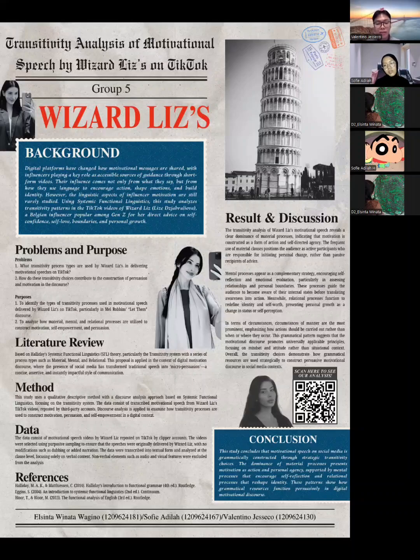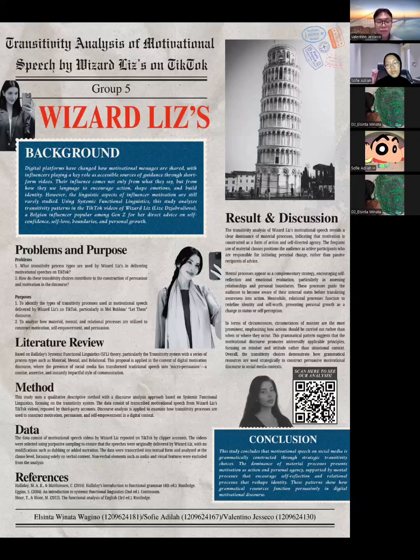And mental processes appear as a complementary strategy, encouraging self-reflection and emotional evaluation, particularly in assessing relationships and personal boundaries. These processes guide the audience to become aware of their internal states before translating awareness into action. Meanwhile, relational processes function to redefine identity and self-worth, presenting personal growth as a change in status or self-perception.